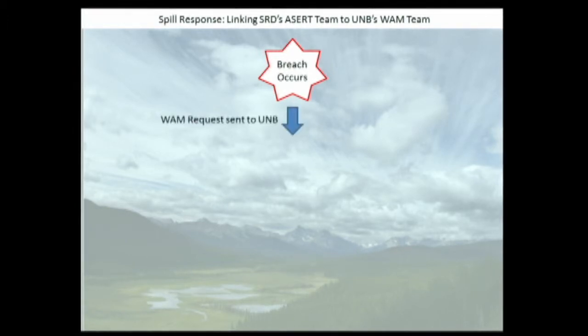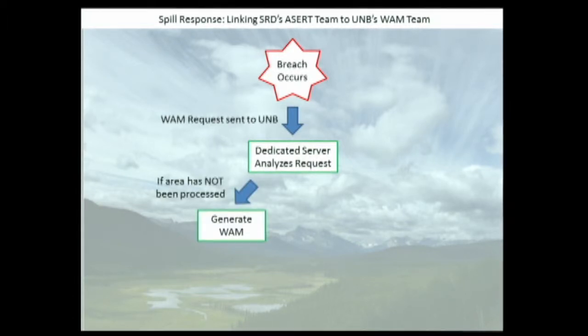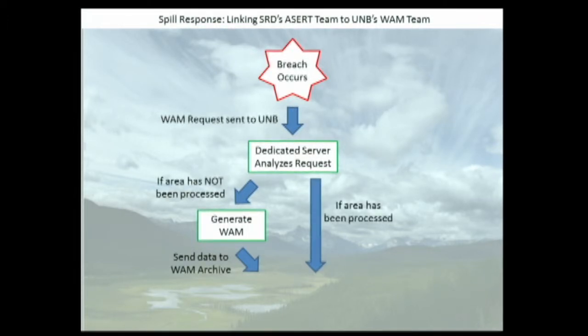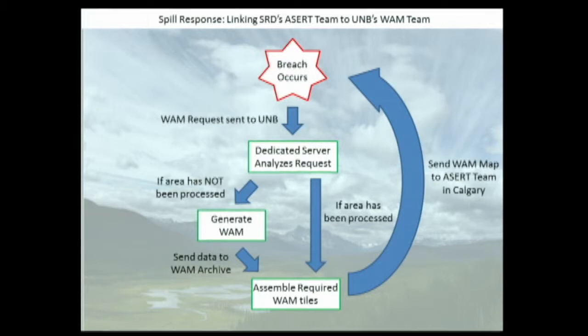Initially, when the breach occurs, a wet areas mapping request is sent to UNB. A dedicated server here at UNB analyzes the request, and if the area has not yet been processed, the wet areas maps are generated for that area. Once the maps have been generated, they're sent back to the wet areas mapping data archive. If the data has already been processed, we just go right to the archive, assemble all the tiles that are required, and that information is directly sent back to the ACERT team in Calgary. So this is a very fast turnaround in getting the data that's required when a breach does occur.